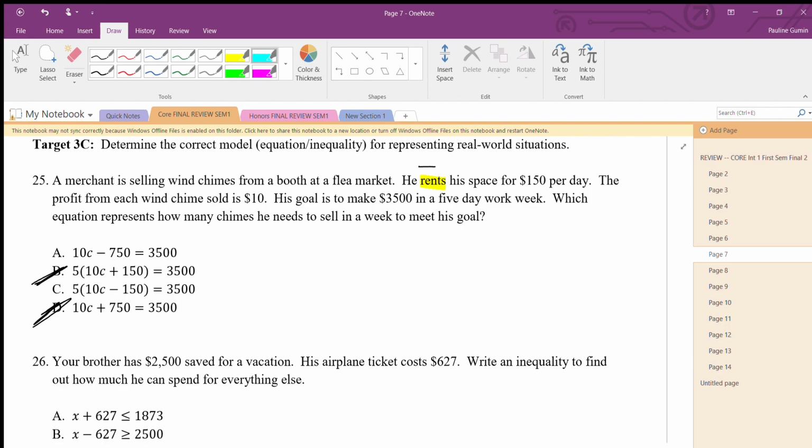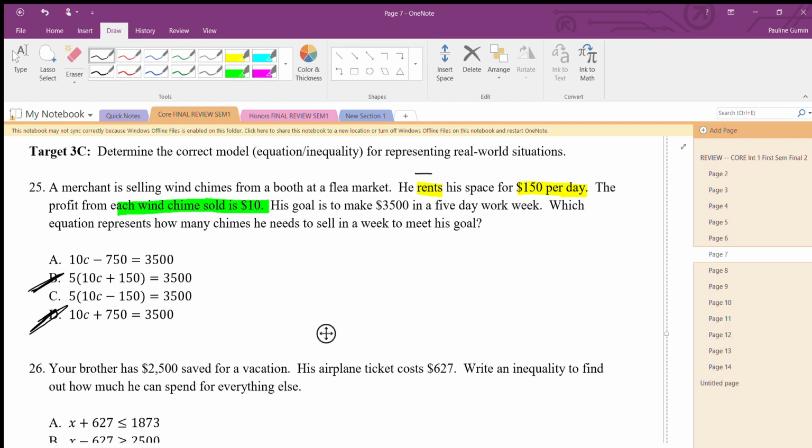Okay, let's continue. Now, the next thing I have here is that he's renting for $150 per day. I do see in letter C that I'm subtracting 150, but I don't know where that 5 is coming from or that 10 just yet. Okay. The profit from each wind chime sold is $10. Each wind chime sold is $10. That actually tells us something. The word each implies multiplication. So for each wind chime for $10, we should have a 10 times a C, a variable.